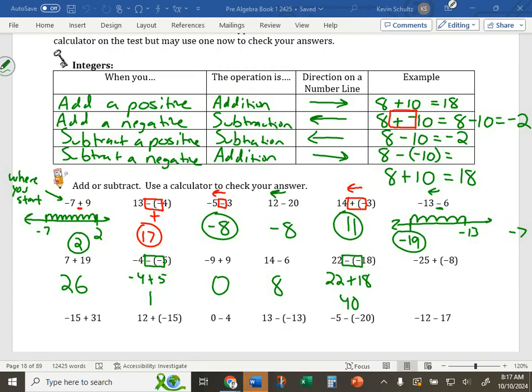And last but not least, the last one we're going to talk about, negative 25 plus negative 8. Negative 25 is where you start. This is in between the numbers. Adding a negative is the same as subtraction, which means we're going to the left here. Starting at negative 25, left 8. Brinlin? Negative 33. Correct. Negative 33 is what you should have. If you put negative 17, you added. You went to the right. But adding a negative means we're going to the left.